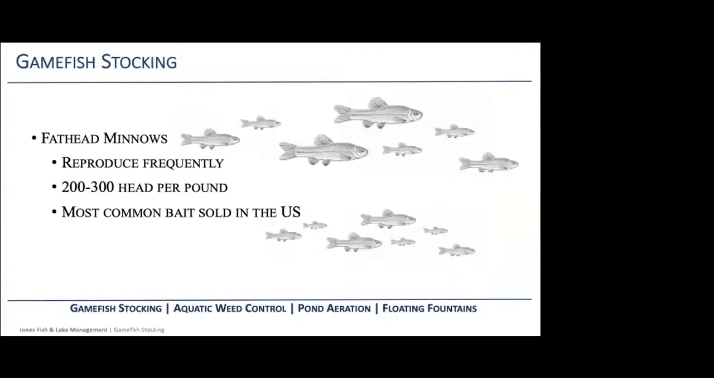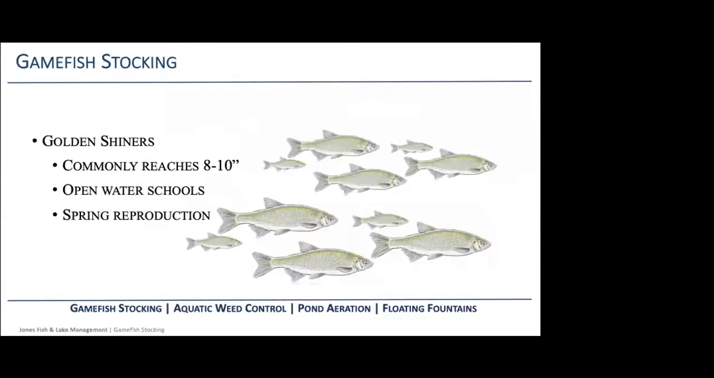Fathead minnows, so these are always going to be stocked in every stocking package to help keep the pressure off the bluegill, feed your bass, feed your crappie, catfish, all that sort of stuff. They reproduce multiple times throughout a season. So if you get them to survive and they're reproducing on their own, they're a really good forage fish to have in there. Most common bait sold in the US. Really good for mosquito control, insect larvae, that sort of thing. And usually you're doing about 40 pounds per acre on that particular species.